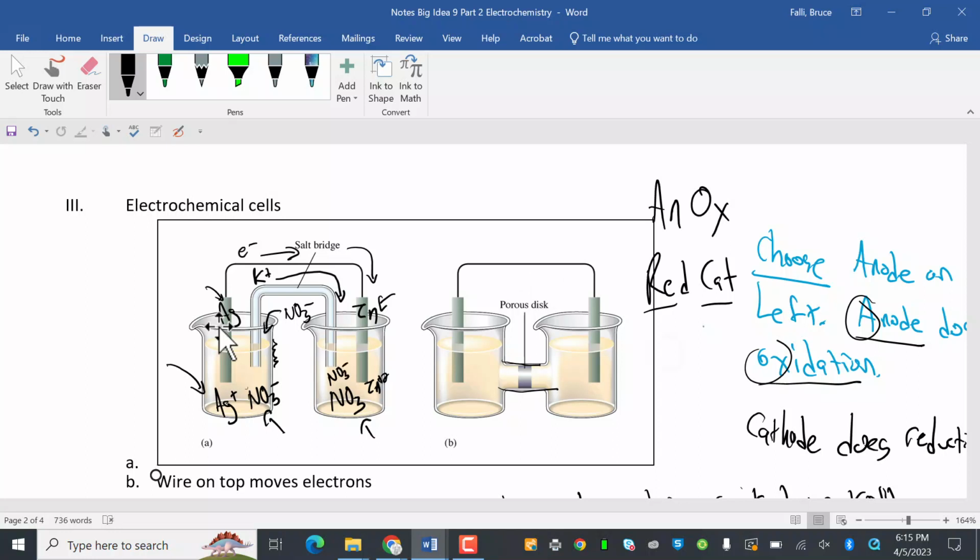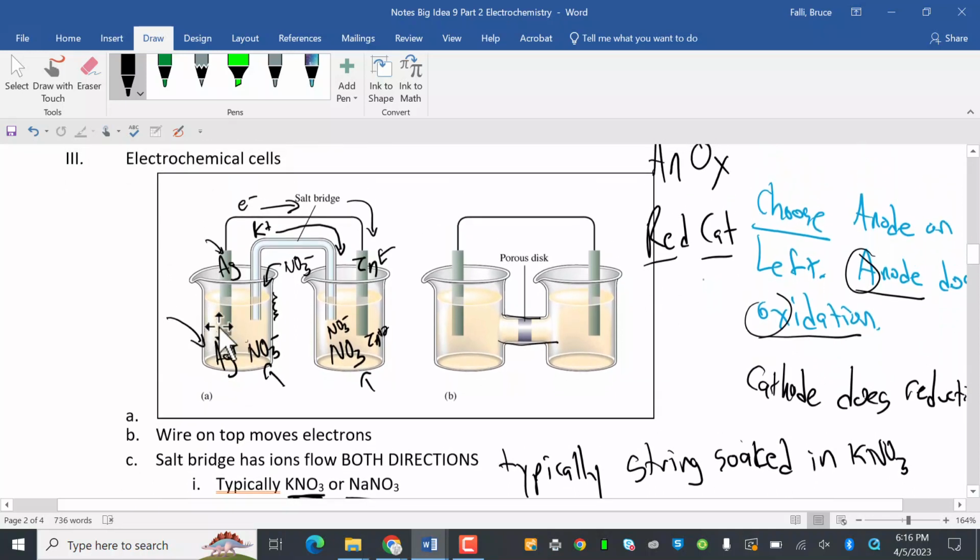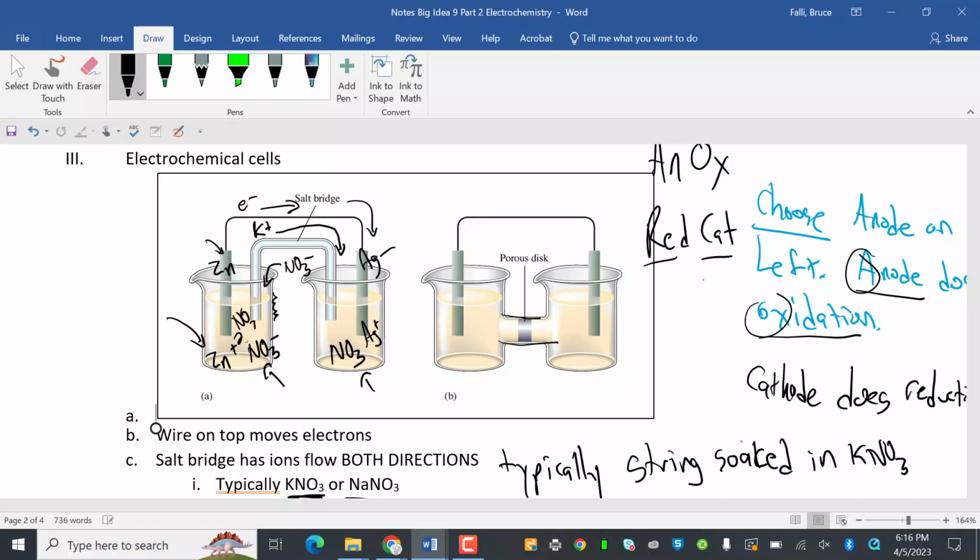So if we have it going this way, the anode does oxidation. Oxidation is loss of electrons. And I have this flipped, so I'm going to change this really quickly because I know this one's wrong. I'm sorry. So I'll make this zinc, and silver. My eraser's not being my friend today. And silver ion. And then the zinc would have the double nitrates.